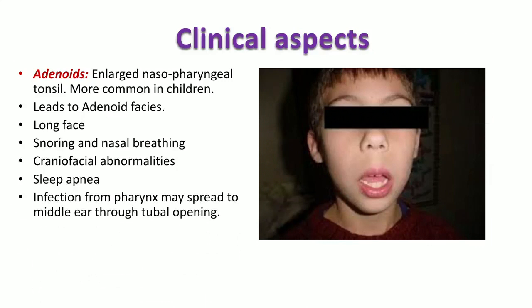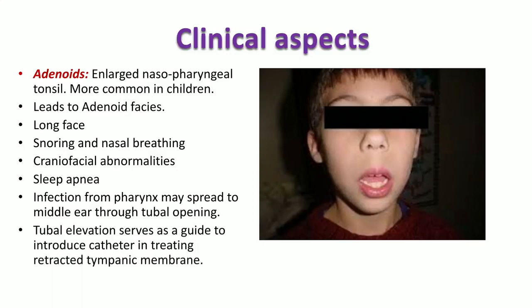Infections from the pharynx might spread to the auditory tube through this tubal opening. If the tympanic membrane is retracted, then through the tubal opening a catheter is introduced to inflate, to pass air. Thereby the retracted tympanic membrane can be brought to its original position, and the tubal elevation around that opening serves as a guide to introduce the catheter.